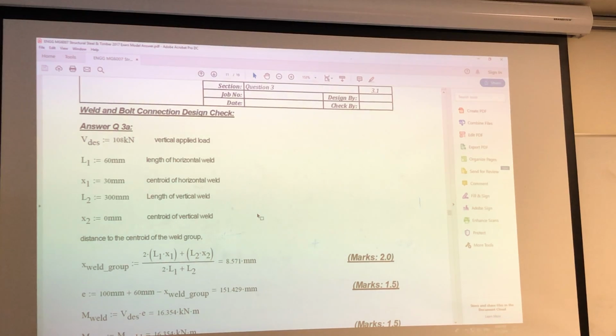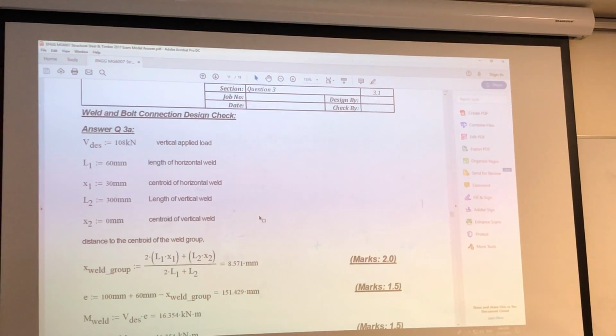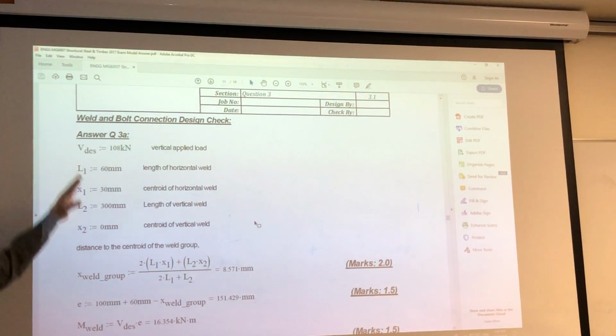Okay, so the first part, we have a design shear force of 108 kilonewtons, and the length of the horizontal weld L1, mark them.